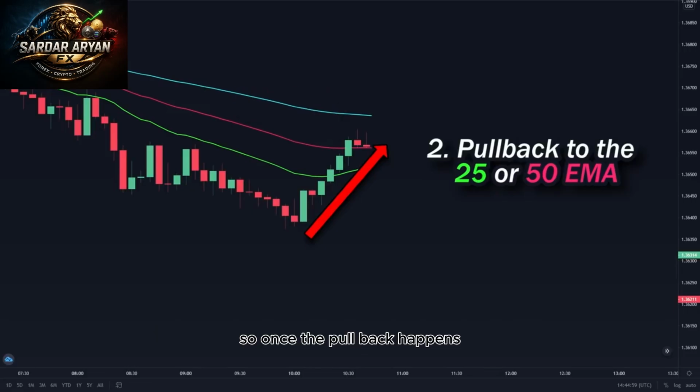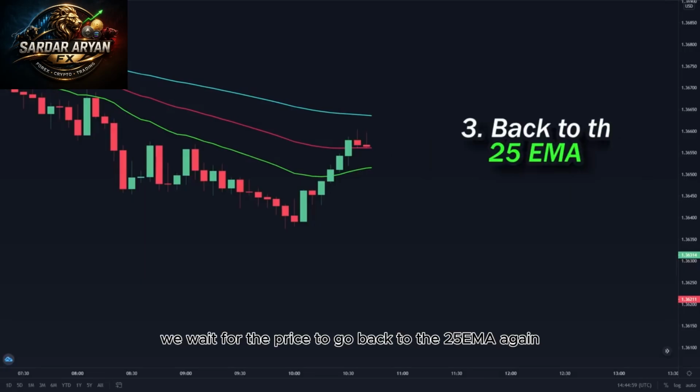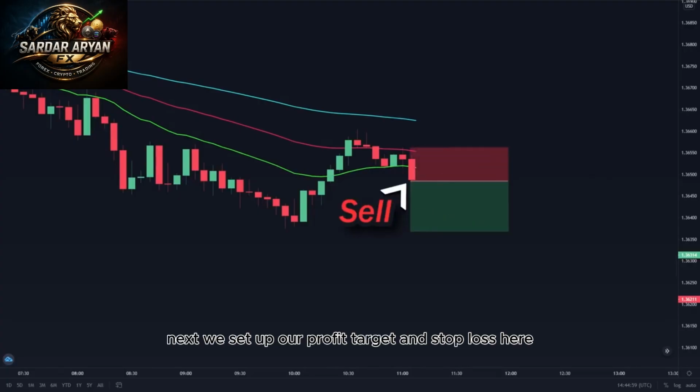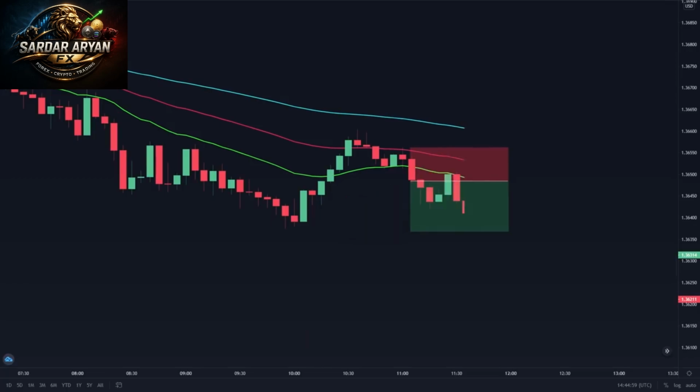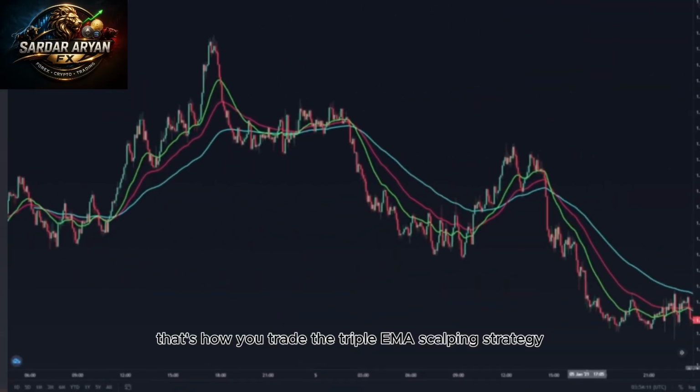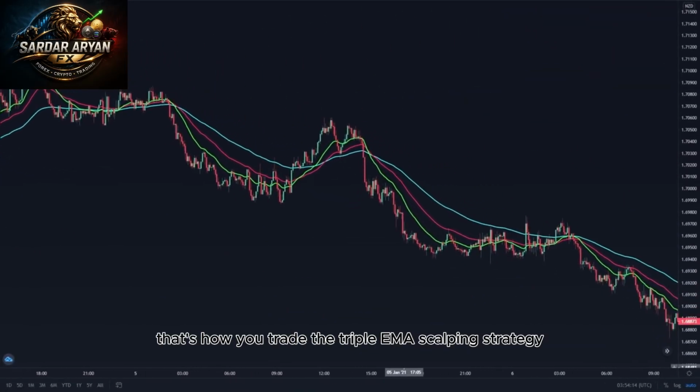So, once the pullback happens, we wait for the price to go back to the 25 EMA again. And when it does, you take a sell position here. Next, we set up our profit target and stop loss here. And as you can see, the price hits our profit target, and this would have been a successful trade. So that's how you trade the triple EMA scalping strategy.